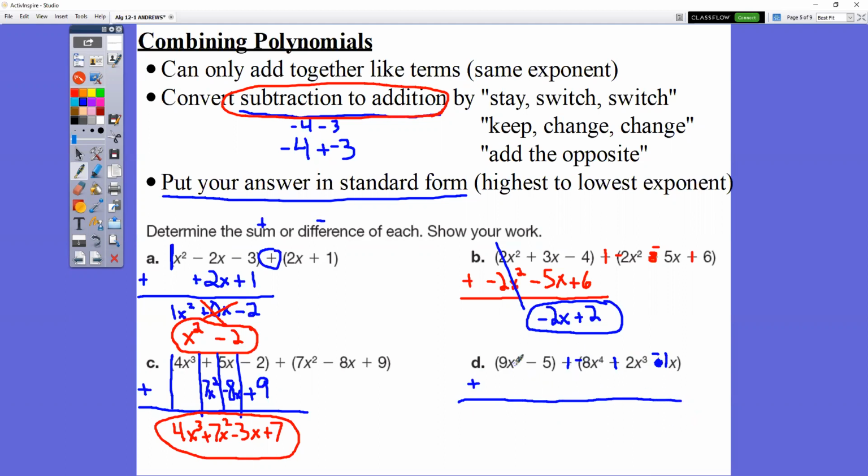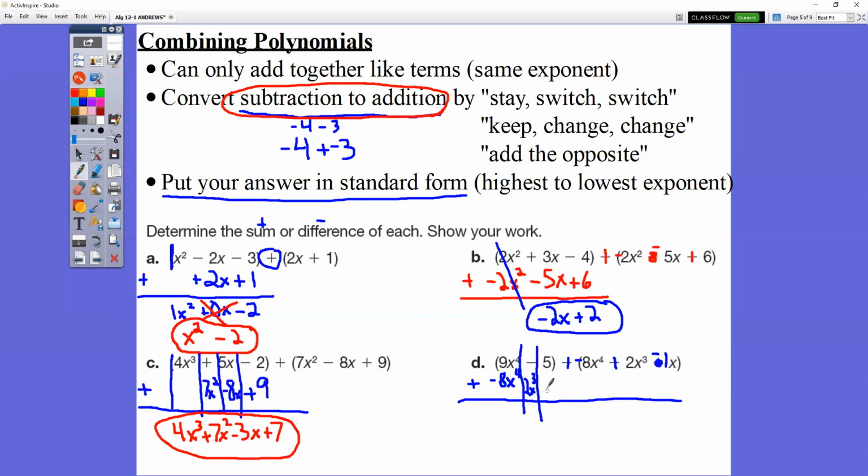We want to line up our x to the fourths with our x to the fourths. So I'm going to put my negative 8x to the fourth here underneath my 9x to the fourth. I'm going to put my plus 2x to the third. Notice that, just like in letter C, I don't have a space for the x cubes. So I'm going to make its own little column here of 2x cubed.